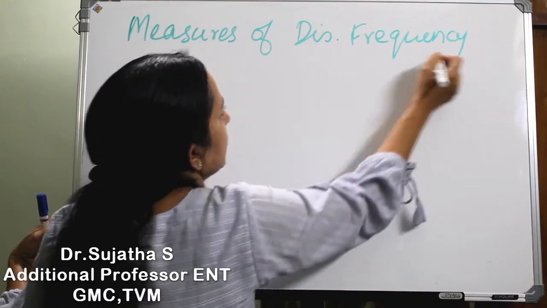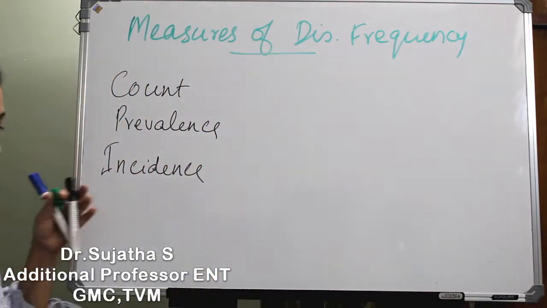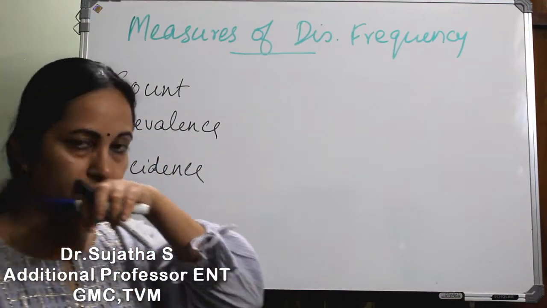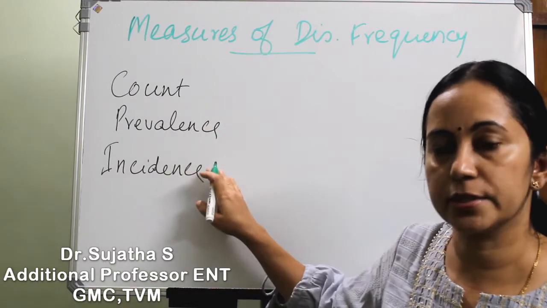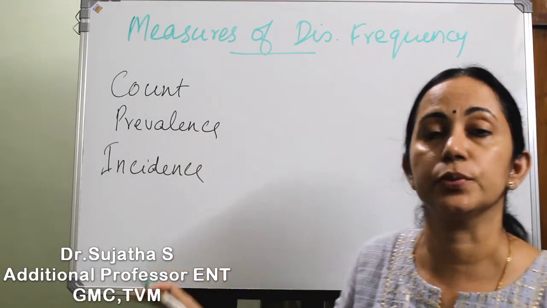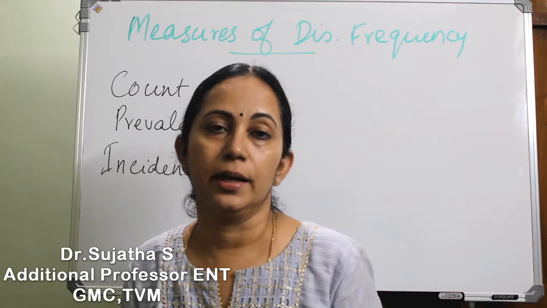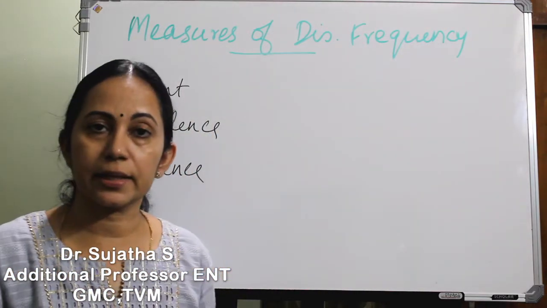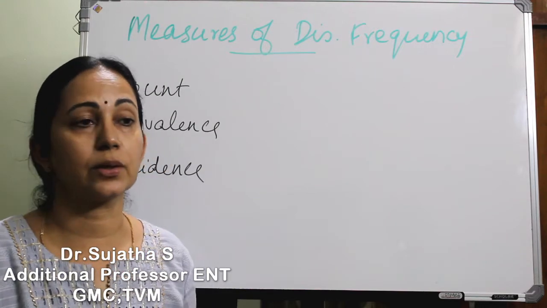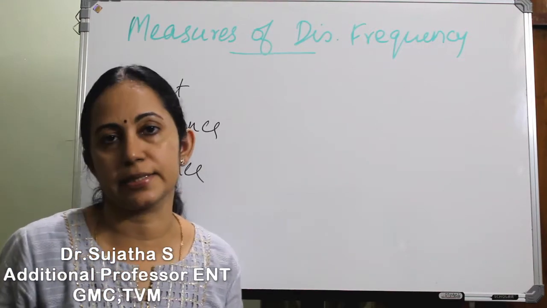How we calculate frequency of disease. Under this heading, I'll explain what is prevalence, what is incidence, how to calculate prevalence and incidence, and what is the relationship between these two, and also certain specific terms like population at risk, the attack rate, cumulative incidence, the incidence density, etc.